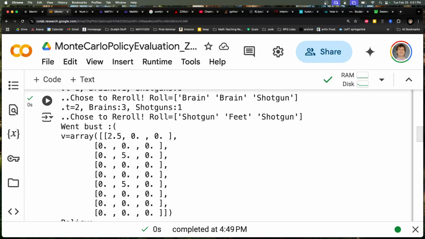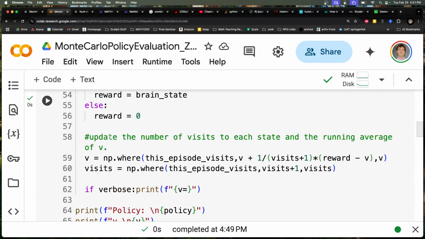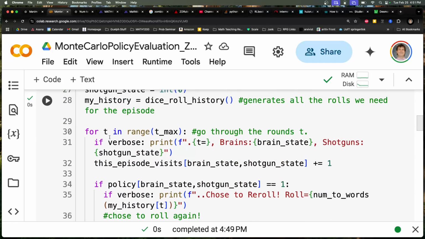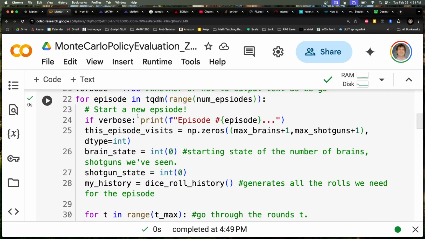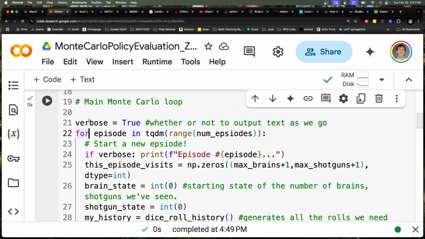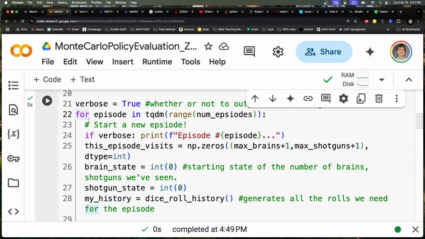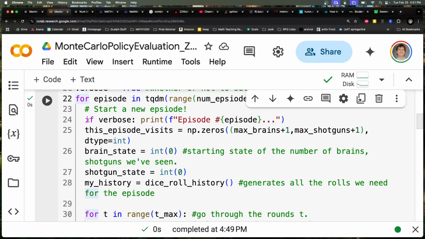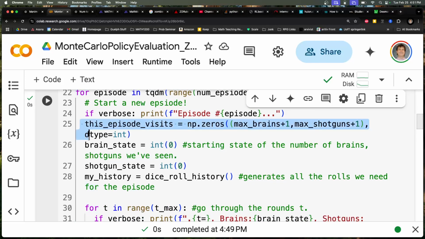Okay, let's take a look at how the code actually works, and you'll see that it's stuff that we were doing before. So for episode in range number of episodes, we're just going to repeat playing the game some number of times. Every round is called an episode. This episode visits keeps track of which states we visited in this episode. So it starts out with all zeros, and then as we go, it'll get moved up. So when we visit a state, we'll keep track of it in this thing.